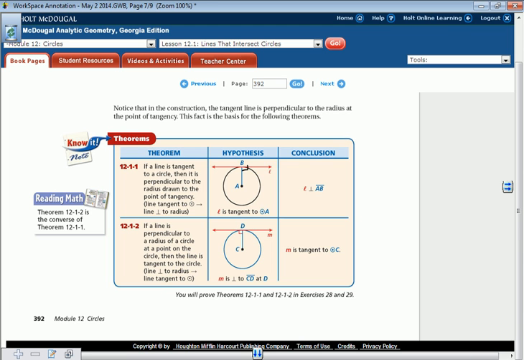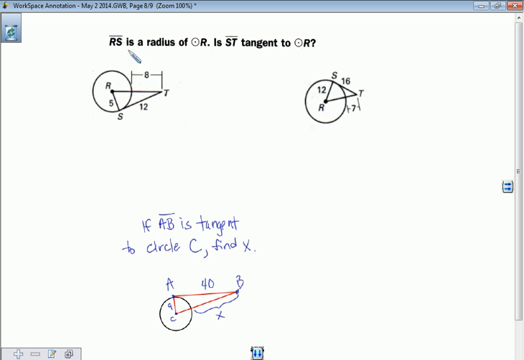How can we expect to see these in problems? You might see one like this. It says RS is a radius of circle R. Is ST tangent to this? Okay, so we know if it's tangent, then this should form a right angle. If it forms a right angle, we have now created a right triangle, where a squared plus b squared must equal c squared. So if this is true, then we can say that ST is a tangent.